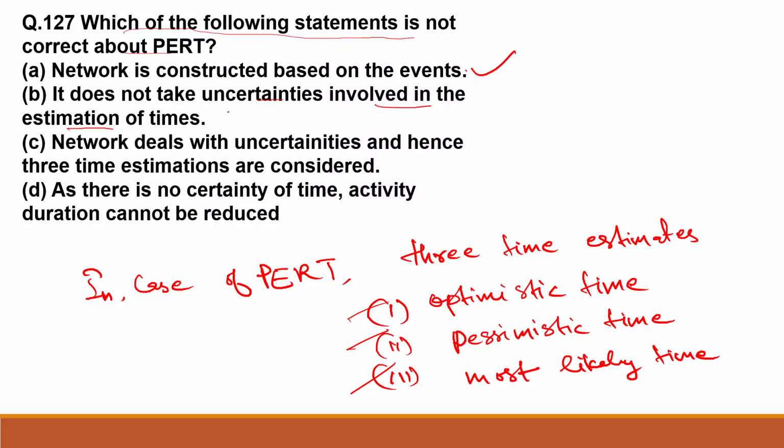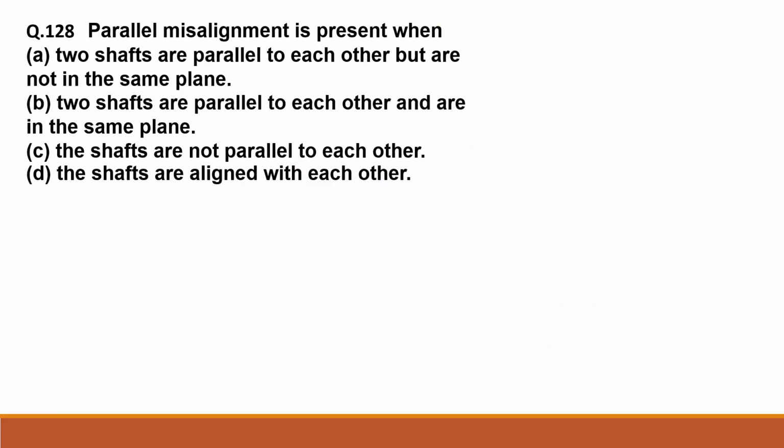A network deals with the uncertainties and three time estimates are considered. This is absolutely right, because we can deal with the network only with uncertainties. As there is no certainty of time, activity duration cannot be reduced. Absolutely, this point also is right, and option B will be our right answer. Okay guys, moving on to the next question.